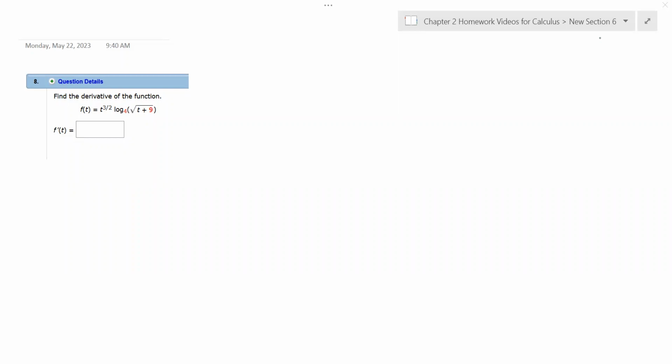We are looking at problem number 8 from section 5.5. We're asked to find the derivative of f of t equal to t to the 3/2 times log base 4 of the square root of t plus 9. When I first look at this, I see that I have a product of two functions of t. So if I find the derivative with respect to t, I'm going to have to apply the product rule.